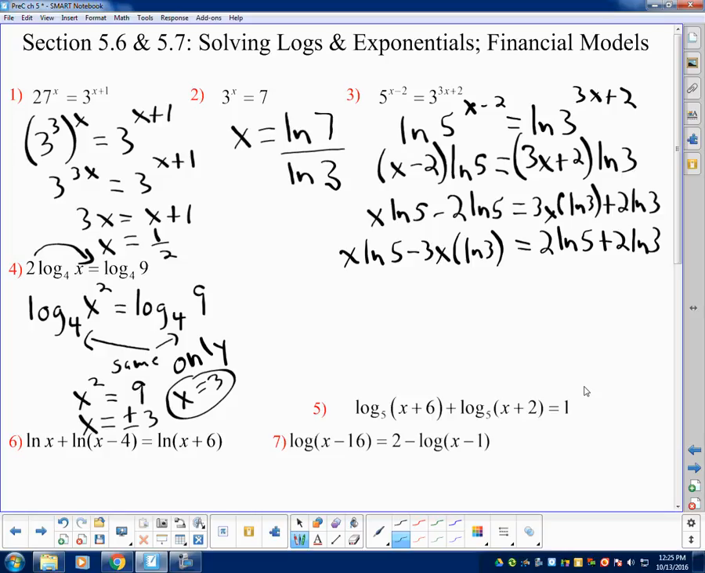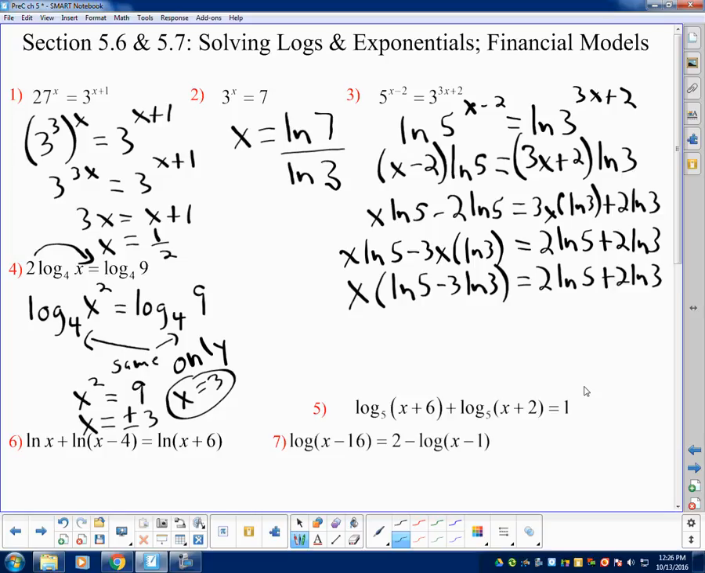hard to convince my algebra 1 students that these are actually numbers, but we understand that, right? So I have just numbers on the right, a real number, and on the left I have algebraic expressions with the variable x. And x happens to be common to both terms, so I can factor out an x, and I'm left with ln 5 minus 3 ln 3 equals 2 ln 5 plus 2 ln 3.